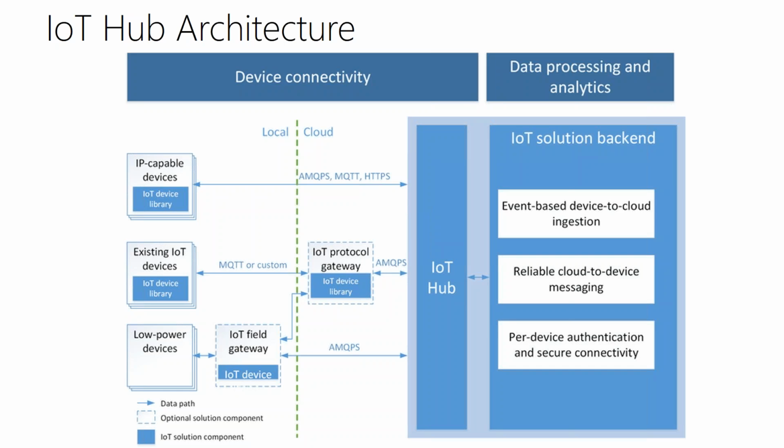And then within the cloud, we have our IoT solution backend. So we have event-based device to cloud ingestion, so receiving messages from those devices into the cloud, maybe performing real-time analytics or batch processing, or both with a Lambda architecture. Reliable cloud to device messaging, so using IoT Hub to be able to communicate messages back down to the devices to instrument command and control. And then also per device authentication and secure connectivity between Azure IoT Hub and those devices.